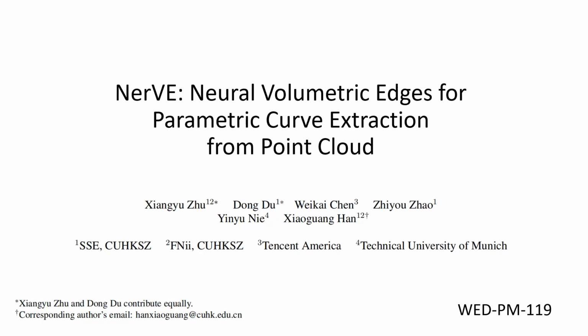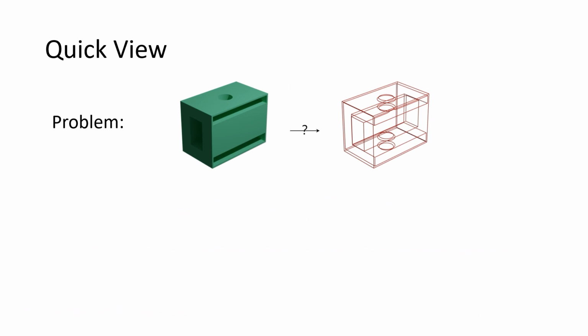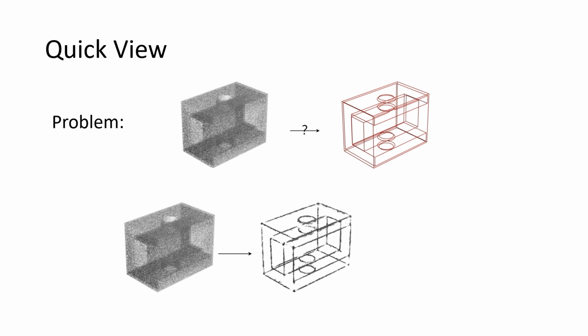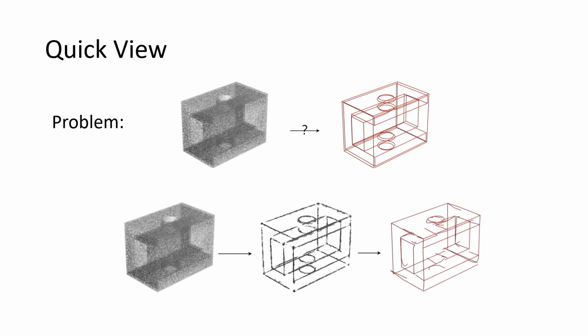In this video, we will introduce our paper, named NerVE. Given a point cloud, the problem is how to extract all its feature edges in the form of parametric curves. Previous works develop various pointwise features and estimate edge point saliency. However, their results could be noisy and incomplete, making the parametric curve extraction fail or have bad results.